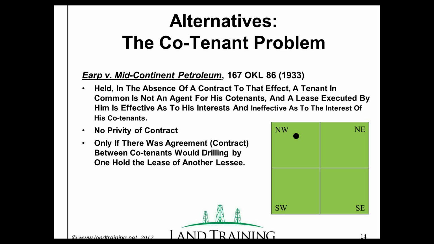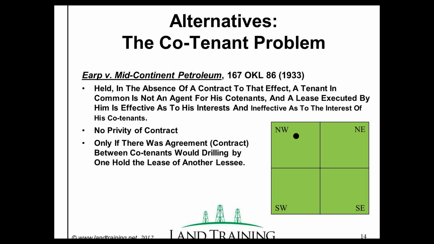Wagner can't just sit back and let Mid-Continent drill their well. There has to be an agreement between the lessees so that one well can hold all of the leases in the area, as long as those oil and gas companies had a contract together. And that's what started the joint operating agreement. The court is saying you have to have an agreement.